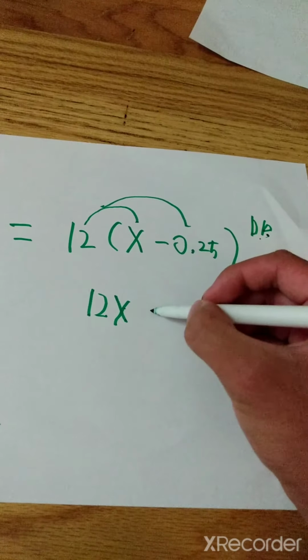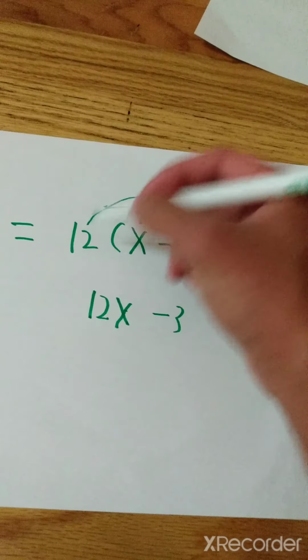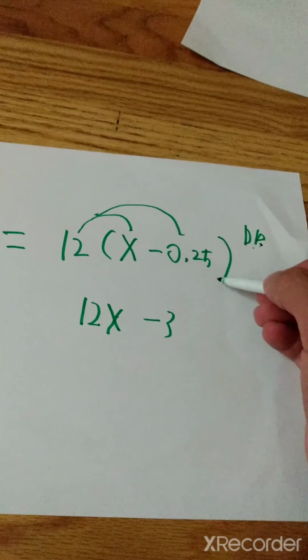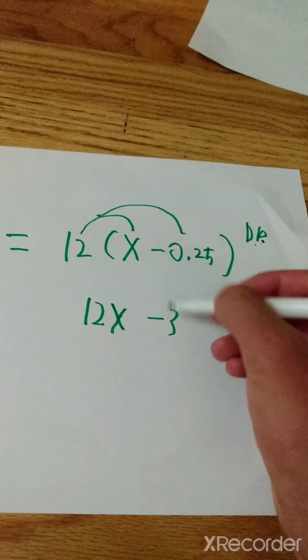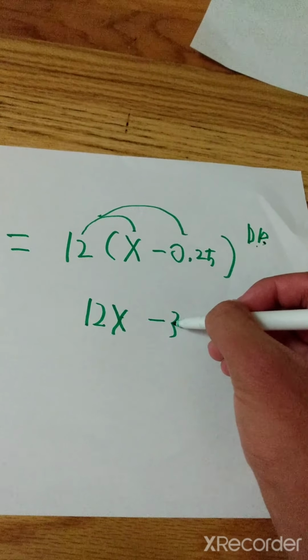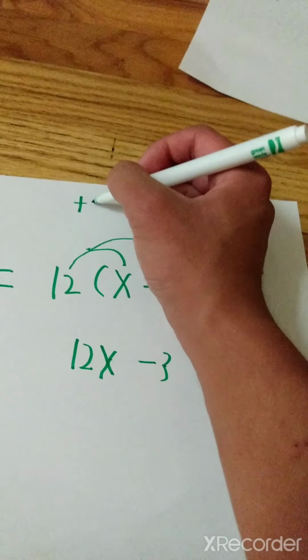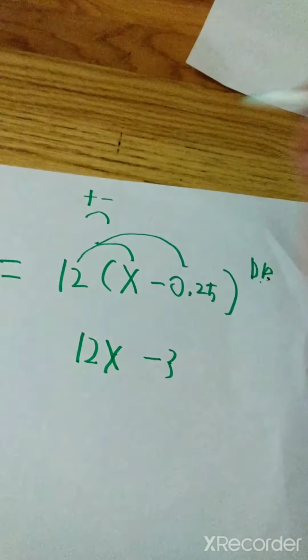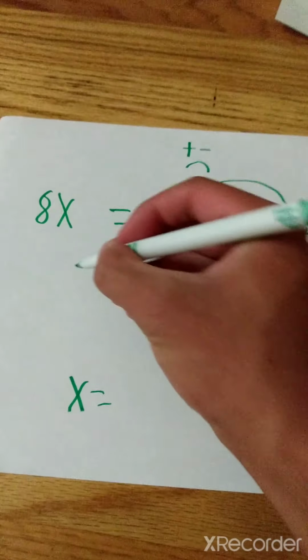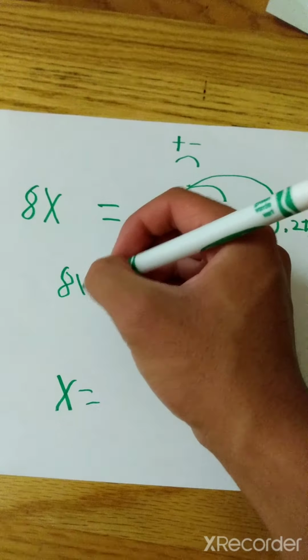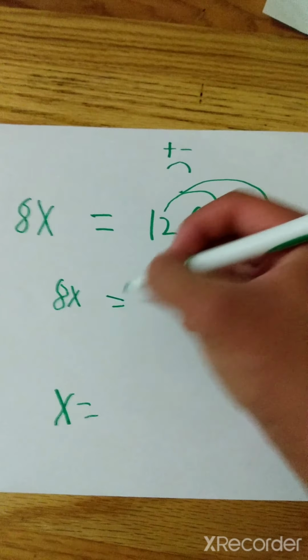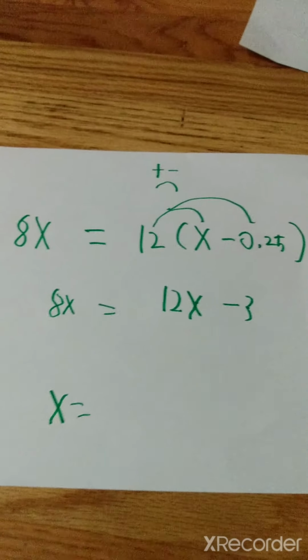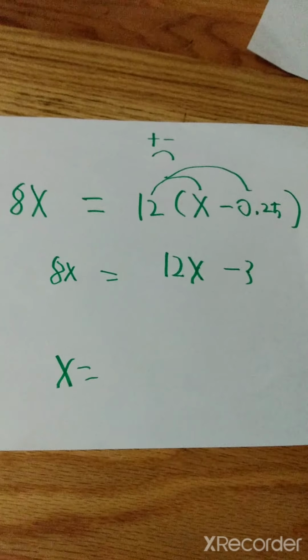When we do that, we get 12x minus 3. 12 multiplied by negative 0.25 is a negative 3, because a positive multiplied by a negative is a negative. So then we have another equation that was simplified one step: 8x equals 12x minus 3.